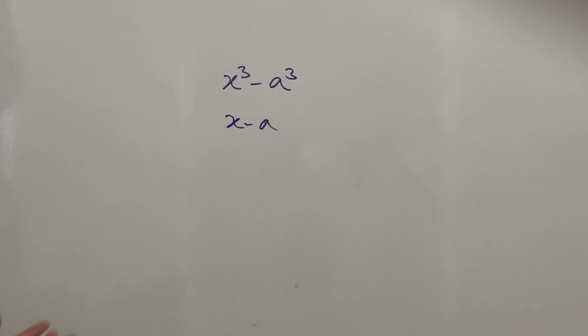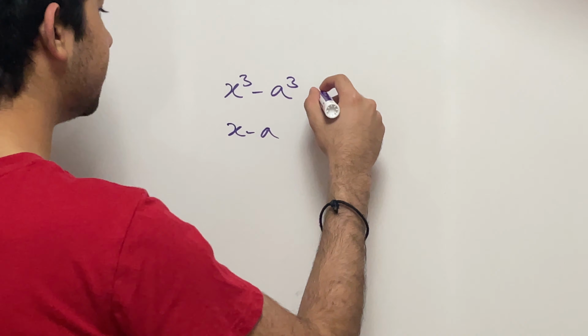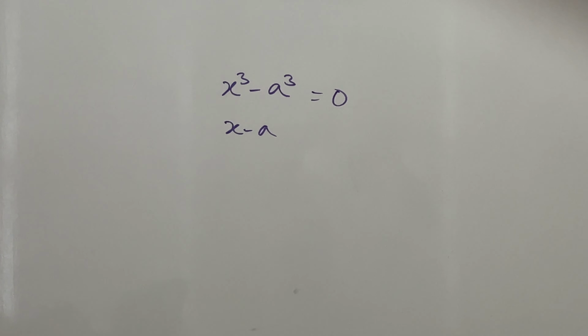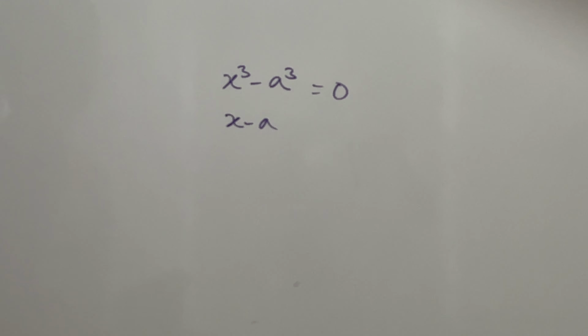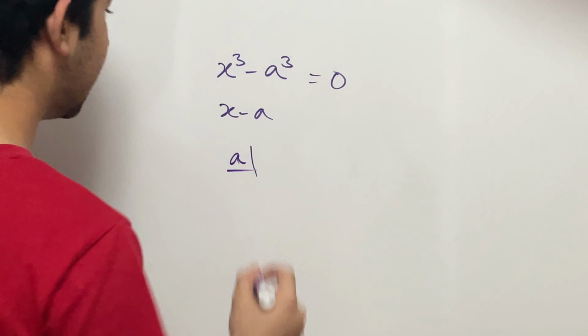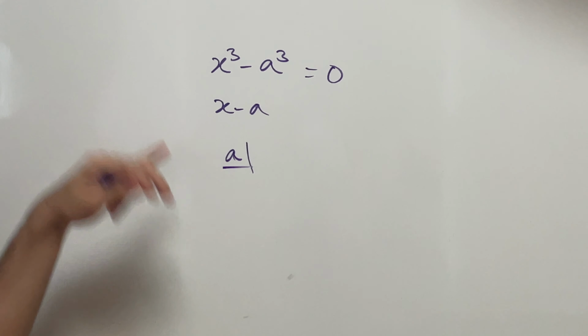And the reason you can see that is because if we set this equal to 0, I mean x would obviously be equal to a, which means x minus a would have to be a factor, right? So since we know x minus a is a factor, we can do a quick synthetic division. Put a in the box, and now you know how you set it up.